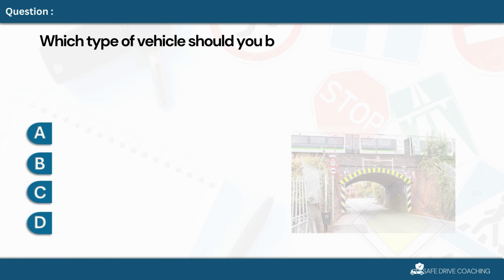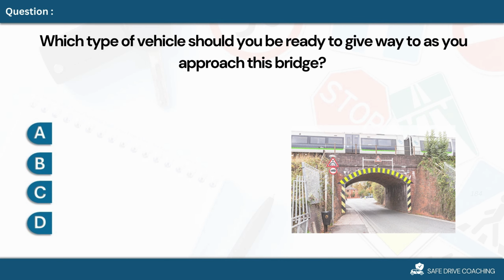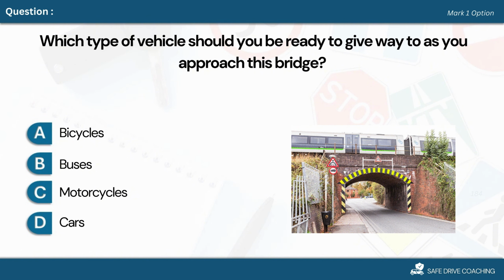Which type of vehicle should you be ready to give way to as you approach this bridge? A. Bicycles. B. Buses. C. Motorcycles. D. Cars. The correct answer is B. Buses.